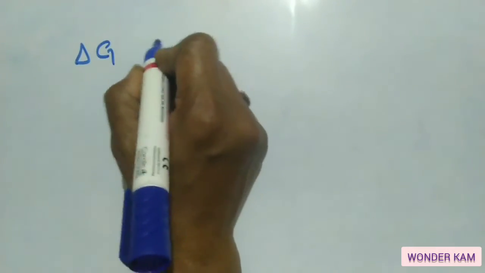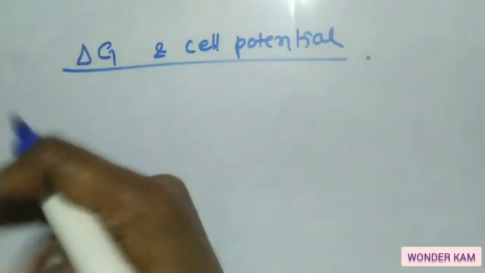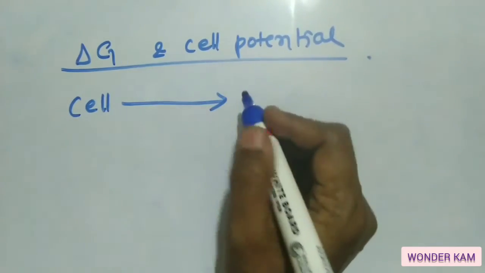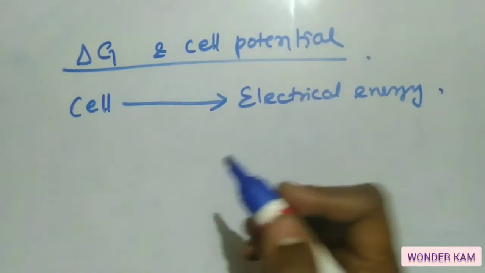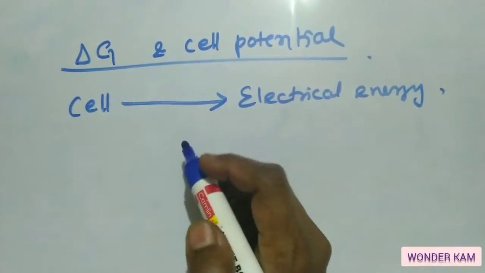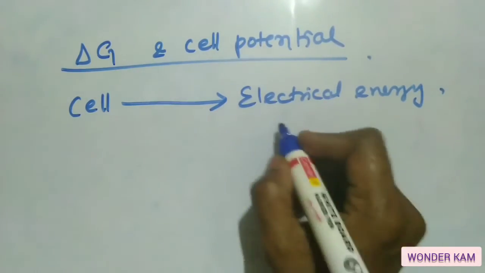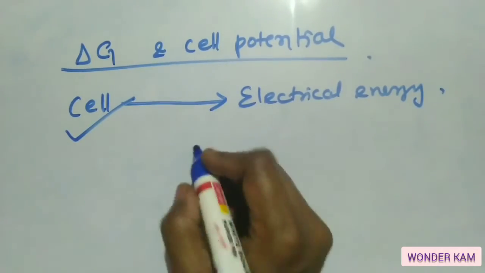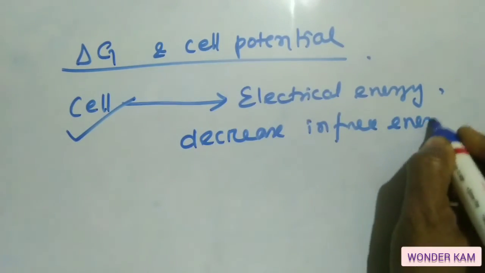Let's see the relationship between Gibbs free energy change and cell potential. So when in a galvanic cell, the cell reaction or the redox reaction takes place, then we are getting electrical energy, or electrical energy is produced, that is, we can say the electrical work is being carried out by the system or the cell. Here the cell is the system, which results in the corresponding decrease in free energy. Decrease in free energy that we have already discussed.